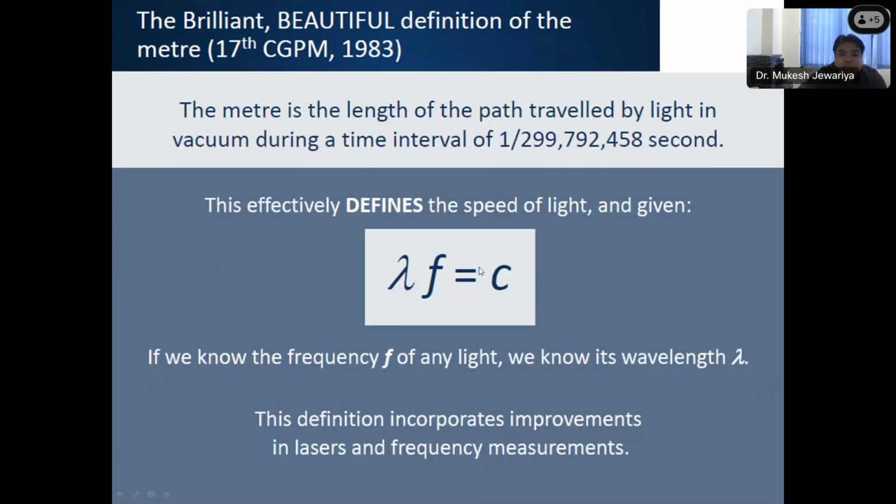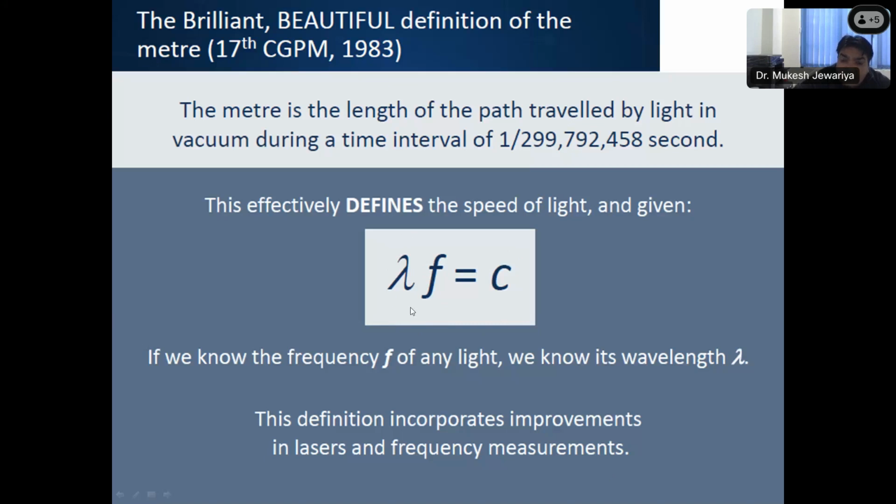So how do they define it? The meter is defined as the length of the path traveled by light in vacuum during a time interval of 1/c. See, this is the value of c they defined. So effectively, you have fixed the constant c, this number. If you want to measure any wavelength, meaning the distance, and you know the exact frequency of something, and you know the exact c, then you can define the lambda.